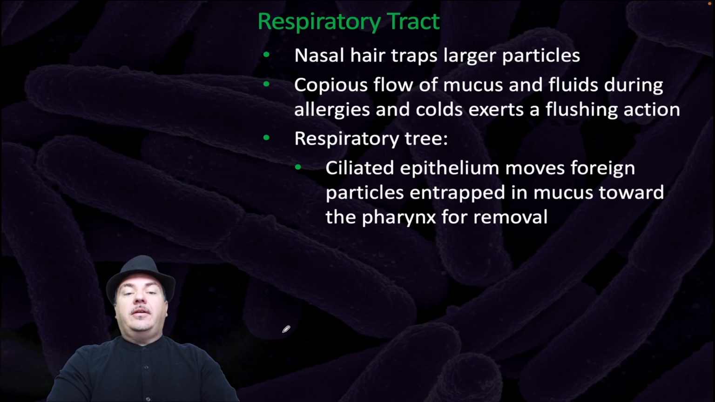The respiratory tract includes nasal hairs that trap larger particles. Copious flow of mucus and fluids during allergies and colds exerts a flushing action. And in the respiratory tree, the ciliated epithelium moves foreign particles entrapped in mucus toward the pharynx for removal.